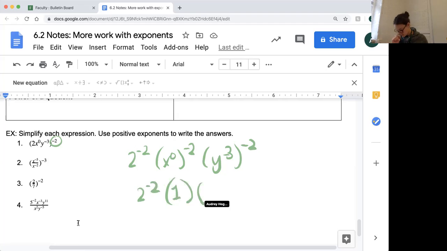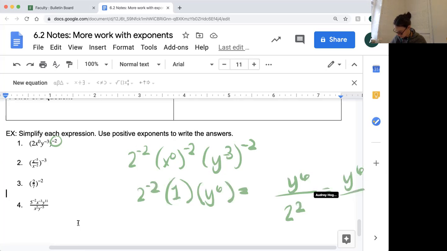And then y to the negative 3 to the negative 2, I'm going to multiply those, and I'm going to get y to the 6th. And then final step, I want to rewrite with positive exponents. So I'm going to have y to the 6th in my numerator and 2 squared in my denominator. And I can rewrite that as y to the 6th over 4. Final answer there.